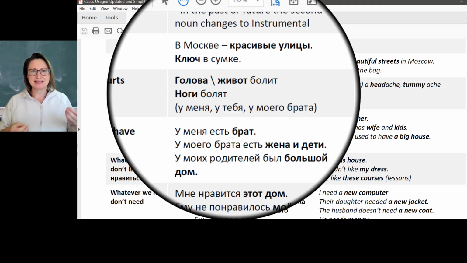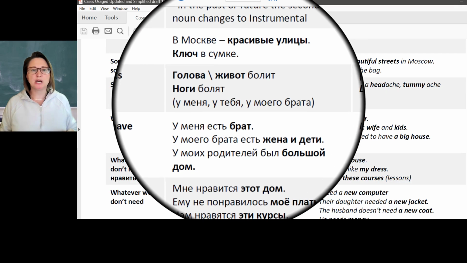This hurts, these hurt. And it's very interesting that here, when something hurts, we use this у меня, у тебя, у моего брата, kind of like this person has that pain, or this person has this thing hurting. And that's basically it hurts by me or near me. So у меня болит голова, у меня болит живот, у меня болят ноги, or не болят. У меня не болит голова, не болит живот.